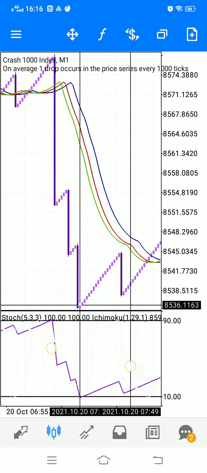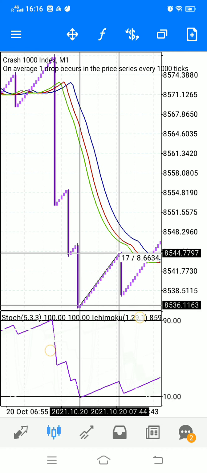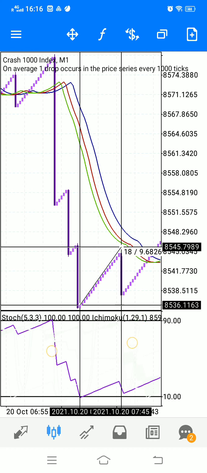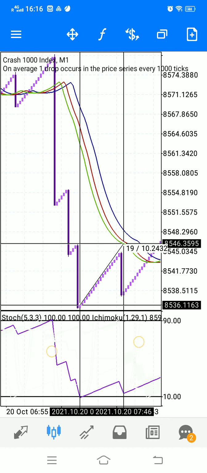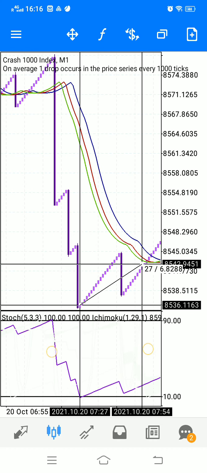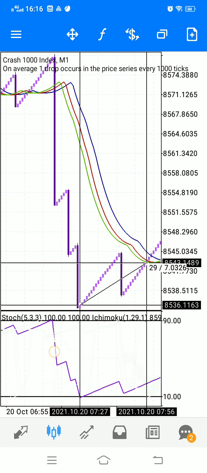Over here, this was 17 candles. However, we did not reach the green alligator yet, so we're still holding. And once we've reached the green alligator, that was 29 candles.